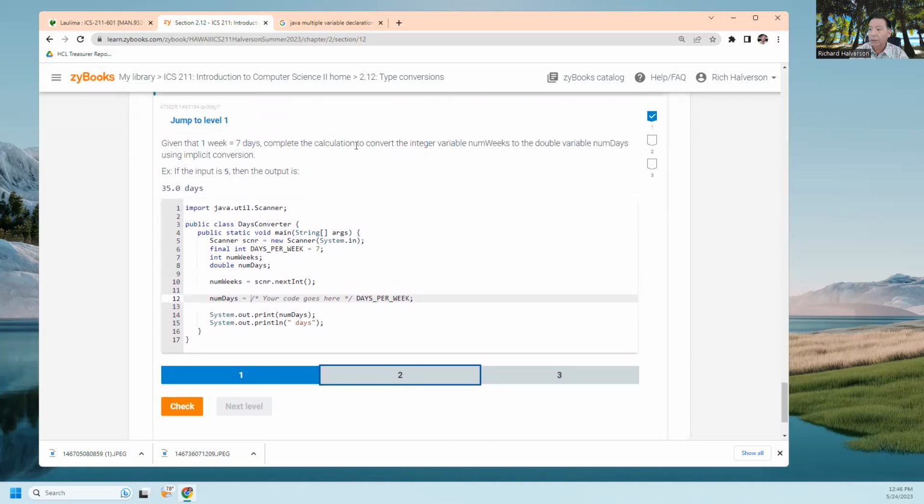Given that, complete the calculation to convert integers to the double variable days. So the double variable. I want to go double variable. Well, I guess I'll just do this double. It's not letting me.